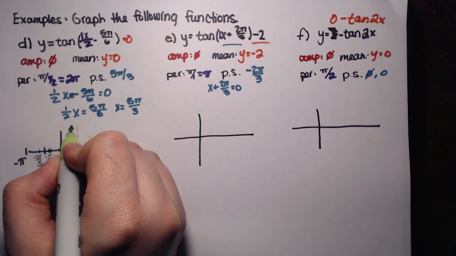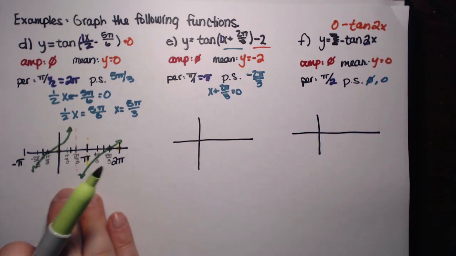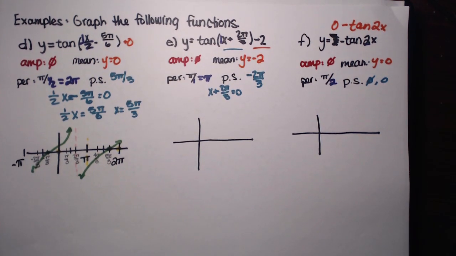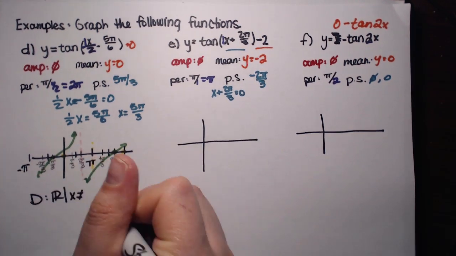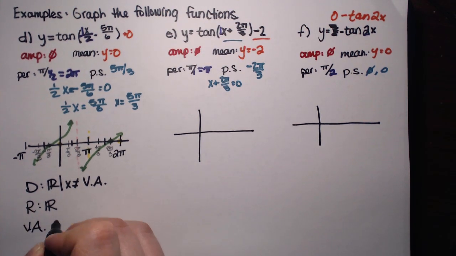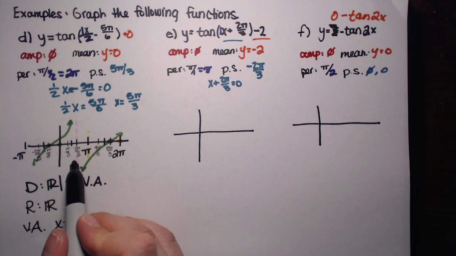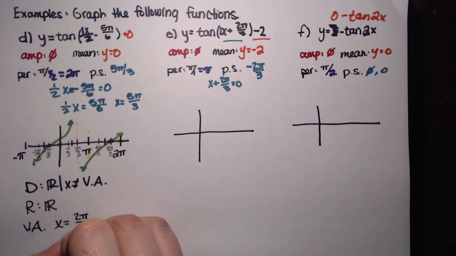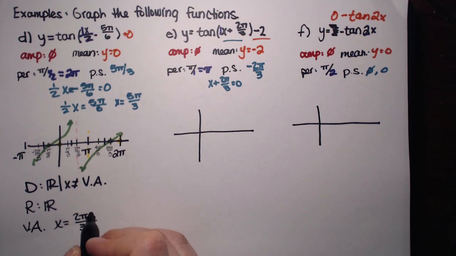Now, if that didn't make sense to you, graph more of this, extend this out, and actually count it out. So domain is all real numbers such that x is not a vertical asymptote. The range is all real numbers. And the vertical asymptotes are when x is, so I have one at 2 pi thirds. And then any time after that with the period.